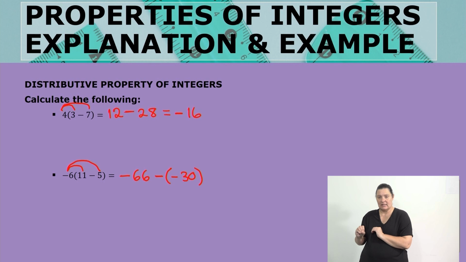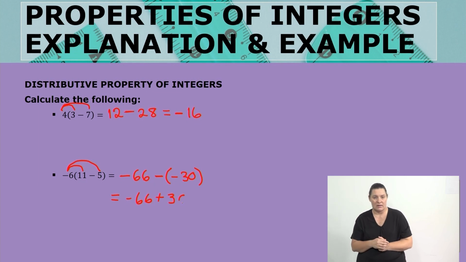Remember, if we are subtracting a negative number, it is the same as adding its additive inverse. So this is going to be negative 66 plus 30. And our answer there is going to be a negative 36.